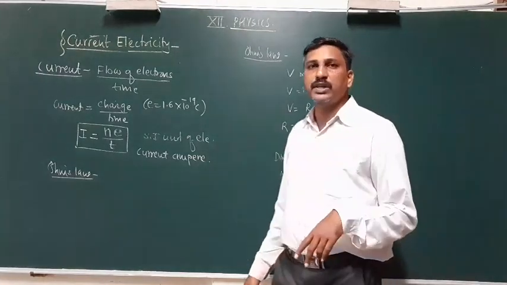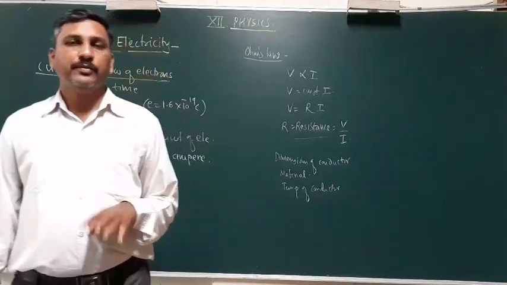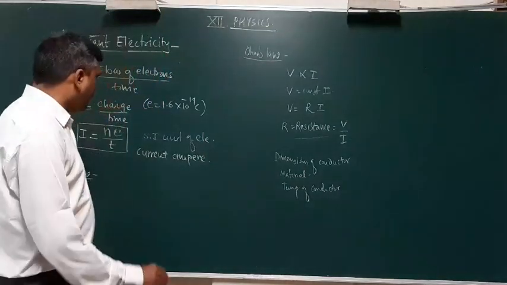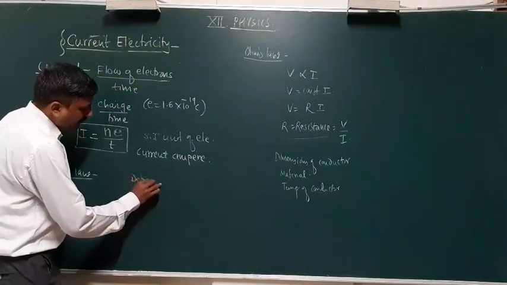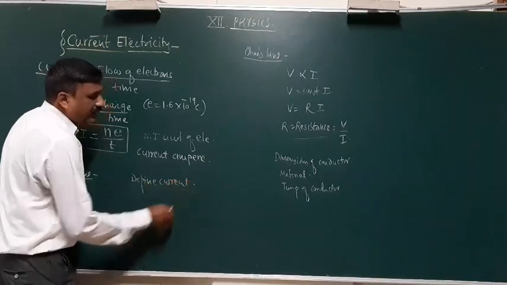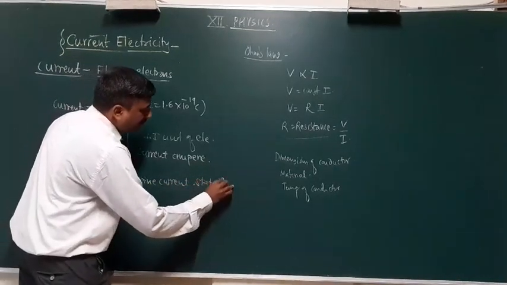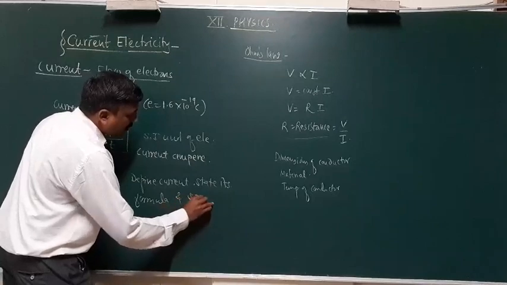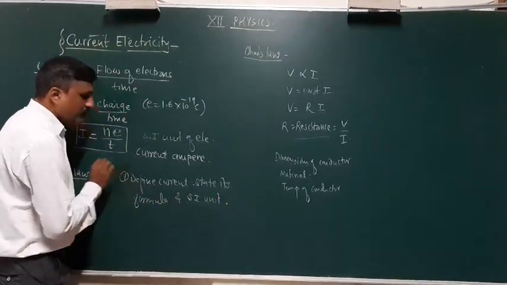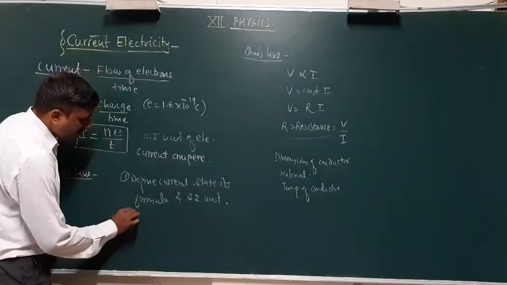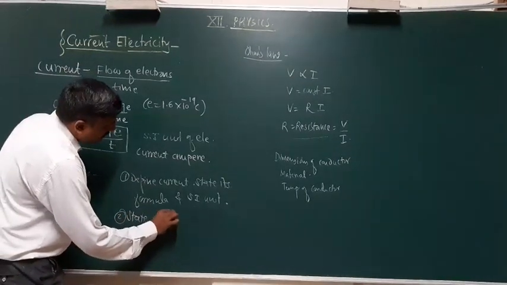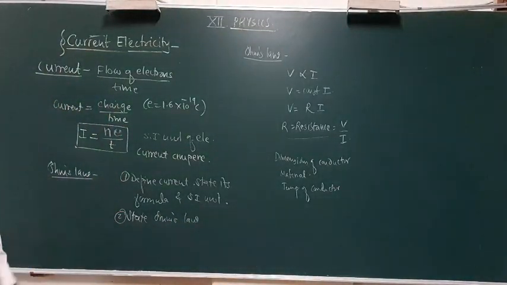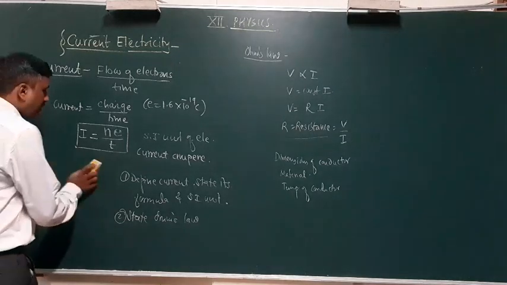So the first two questions for today's lecture are: define current, state its formula and SI unit. This is the first question. And the second question is: state Ohm's law. These are the two questions up to this part. Everyone note down these two questions for homework.